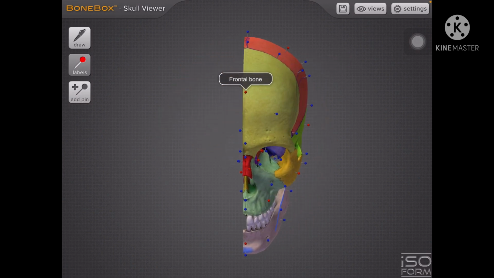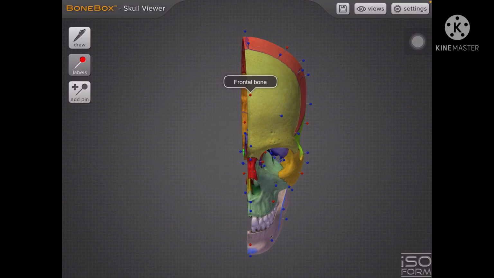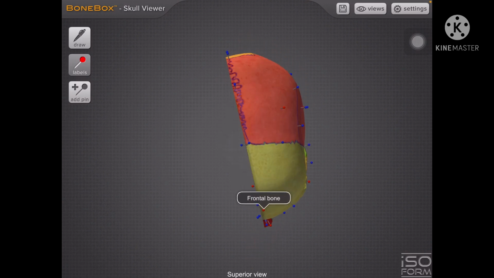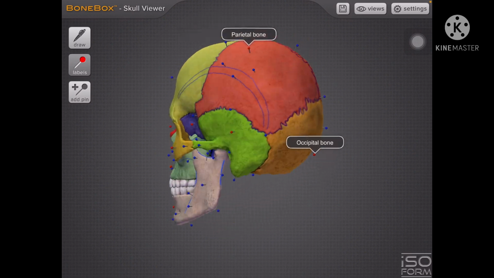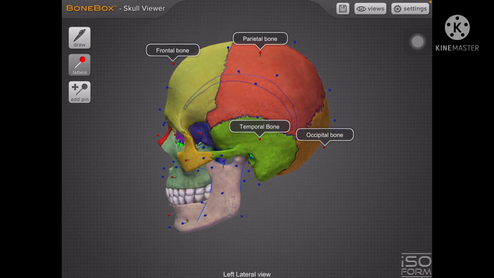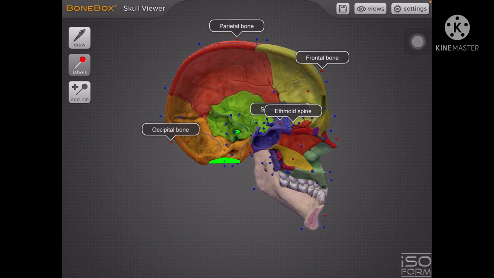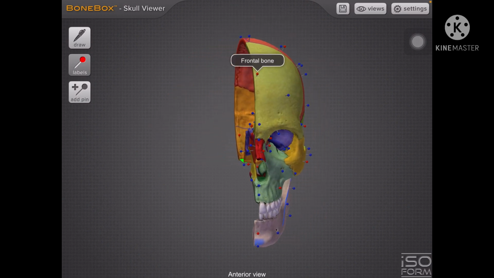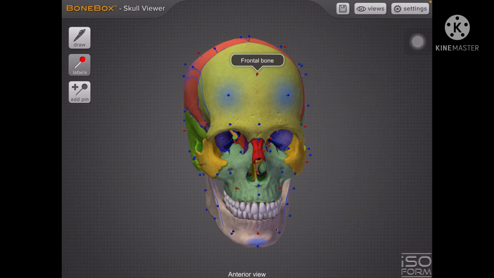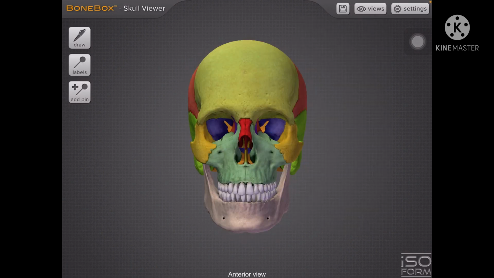Right? What are the paired bones of the calvarium? They are the parietal bone, temporal bone, and malleus, incus, and stapes, which are present in the inner ear part. These are the paired and unpaired bones of the cranium. We have seen the 14 bones of the cranium or brain box, right? Now let's see the 14 facial bones.